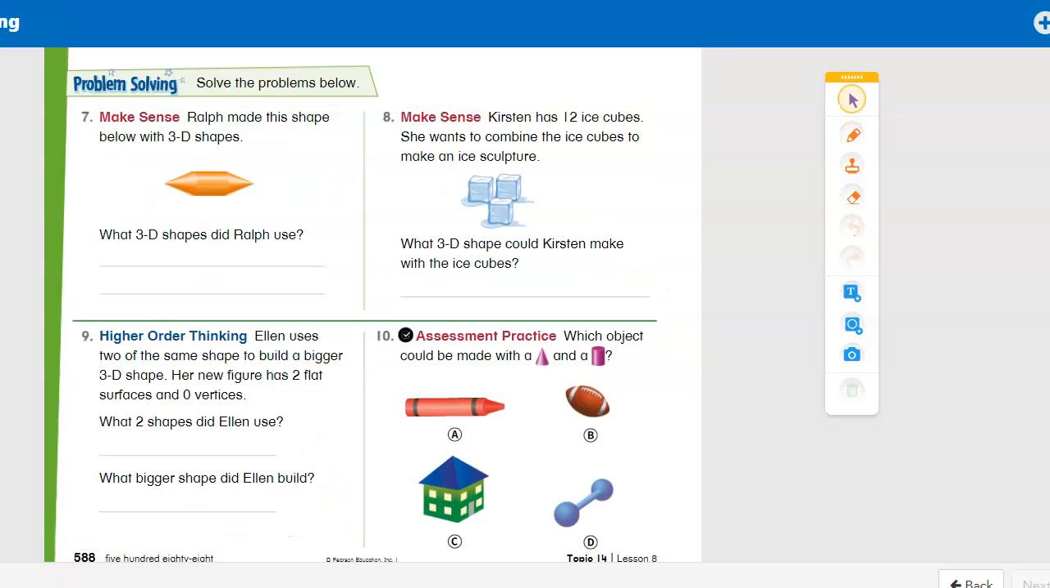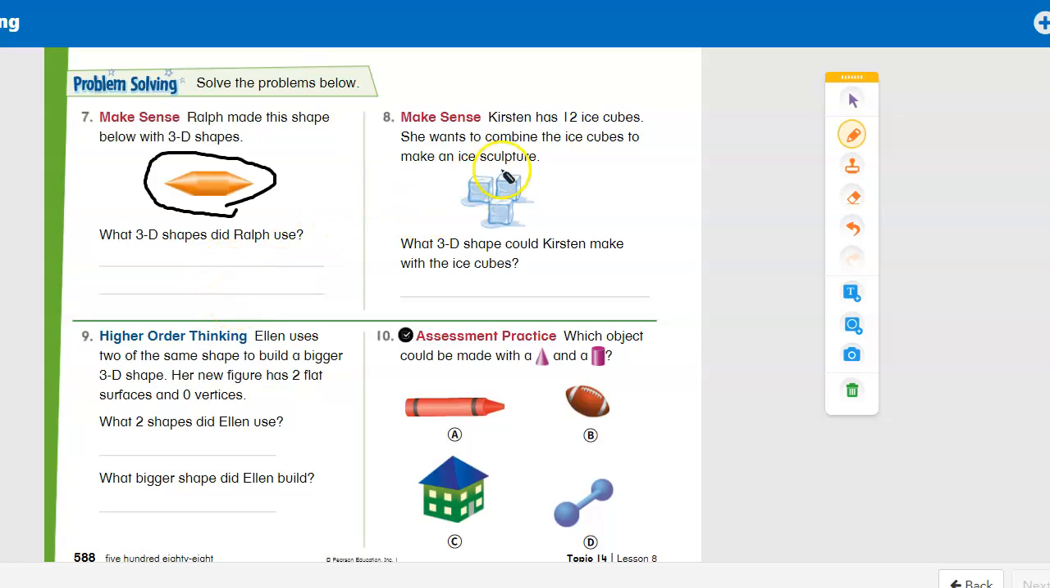For our last workbook page, page 588. Number 7 says Ralph made this shape below with 3D shapes. What 3D shapes did Ralph use? So it wants us to tell what 3D shapes Ralph used to make this below. So just write the name of the shapes below.